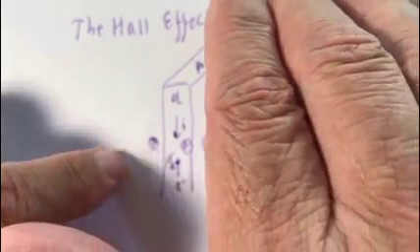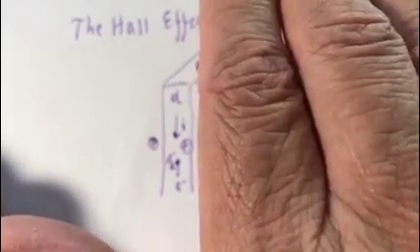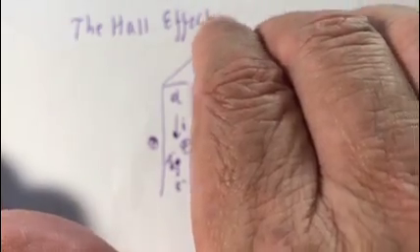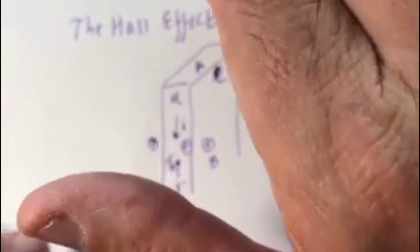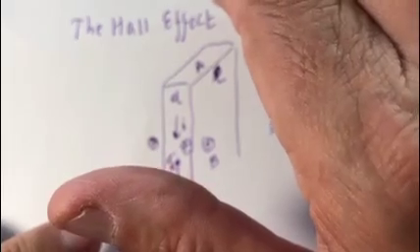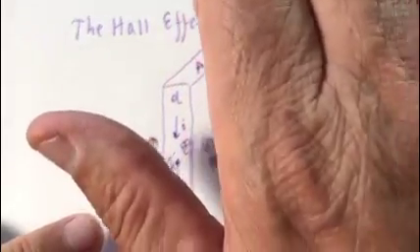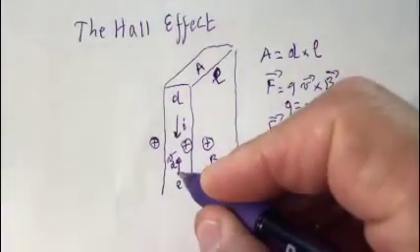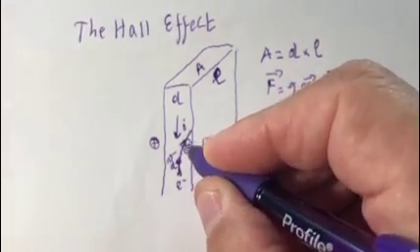So I rotate my finger. Look at the palm is facing down. The palm of my hand is facing down. My fingers go towards the B field. And look at my thumb. My thumb is going to the left. So you might think the force is going to the left. But we have an electron here. The electron is negative. So this negative sign here is going to flip the thumb this way. So the force is going to the right. So the electron will veer to the right like that.